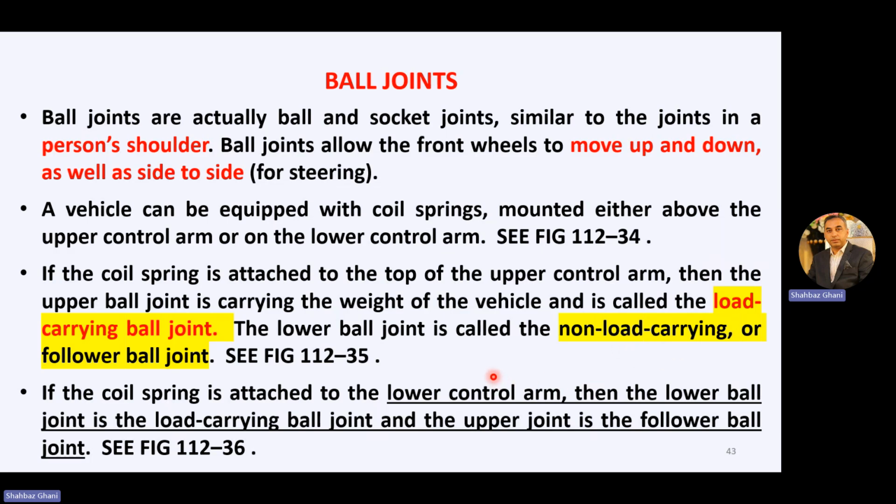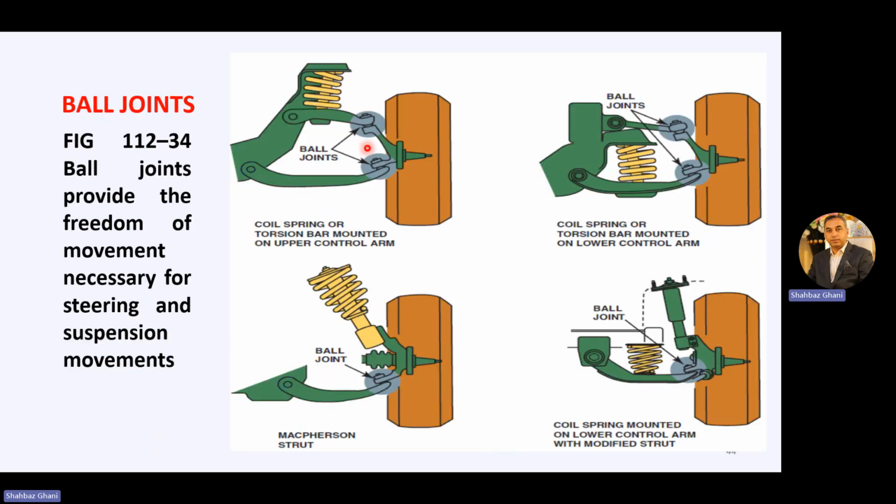And it is, if the spring is attached to the lower control arm, then the lower ball joint is the load carrying ball joint and the upper one is the non-load carrying or the follower ball joint. Now let's see, in this figure, ball joints provide the freedom of movement necessary for steering and suspension movement.